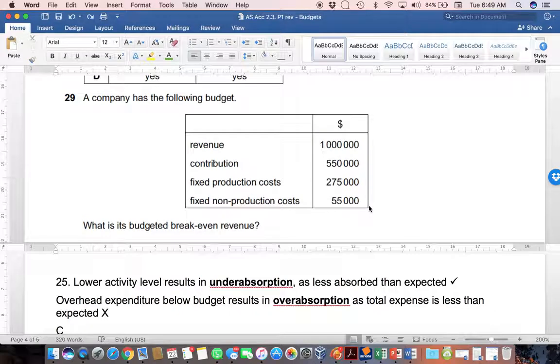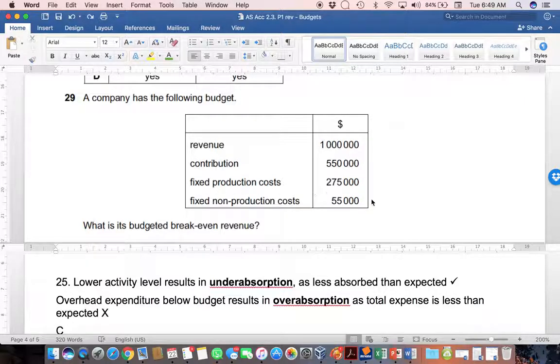29. A company has the following budget. We are given revenue as $1 million, contribution as 550,000. Remember that by contribution we mean the contribution margin. In other words, the difference between the sales and the variable costs. So just by looking at these two, you can actually work out that the variable costs must have been 450,000 at this level of productivity, whatever it may be.